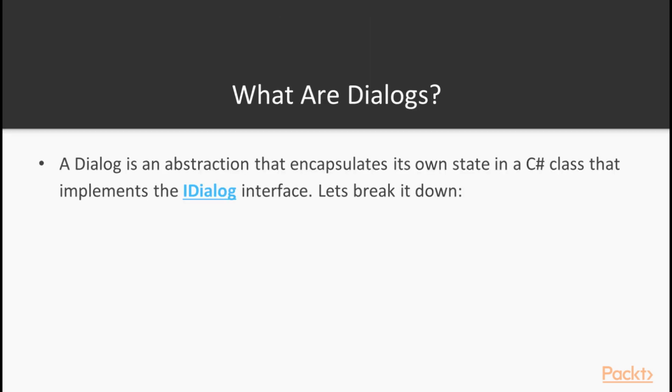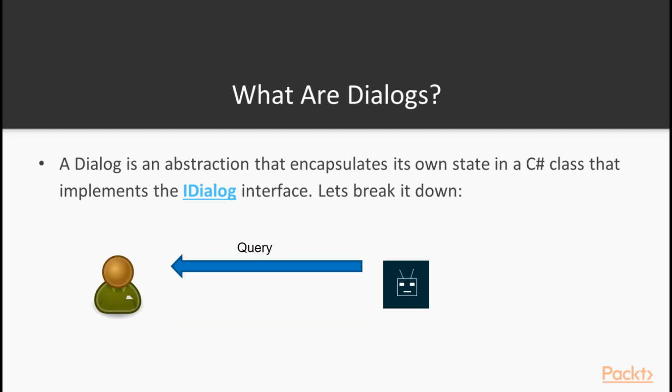In theory, a dialogue is an abstraction that encapsulates its own state in a C# class that implements the iDialog interface. Okay, so what exactly does that mean? Let's break it down. Basically, dialogues are composed of a query and a response and model a conversational process.